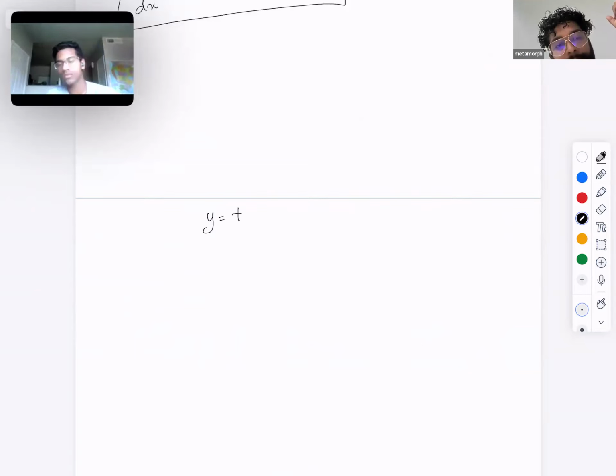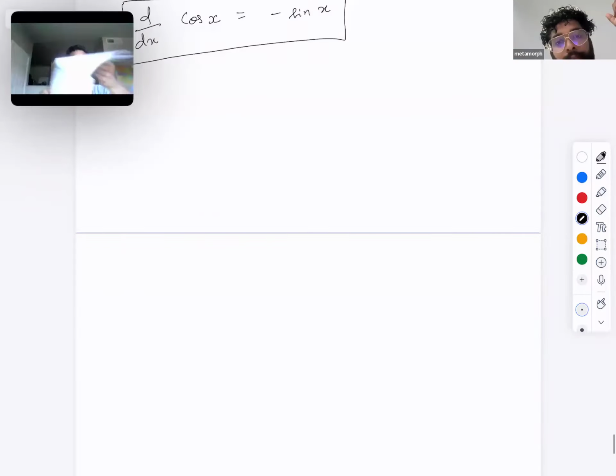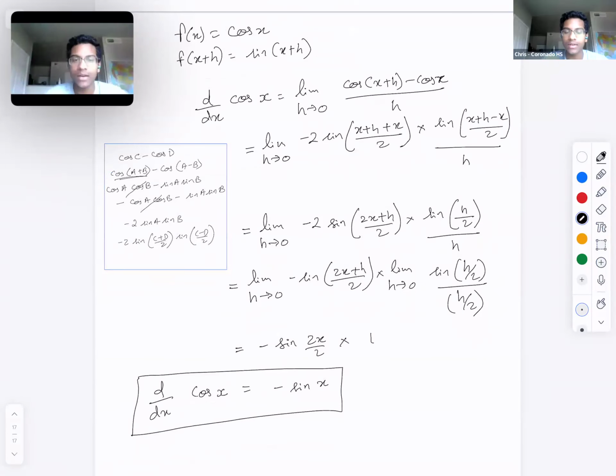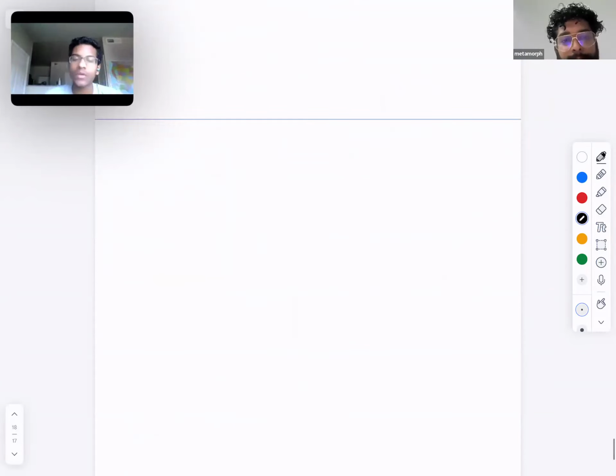Y equals tan x. You want to go through this? Is this clear? Obviously you can take down screenshots, or if you want to write it down, you can write it down. And this is also in your book, so you can refer to that.